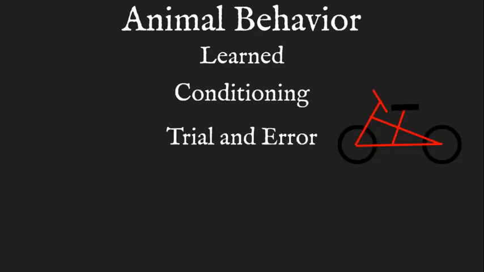Now, there are a couple different other kinds of learning besides conditioning, such as trial and error. Trial and error is doing something again and again and again until you get it right, such as riding a bike. Very few people would have the ability to just hop on a bike and be able to ride it. Generally, it is something that takes time and practice, doing over and over again to learn how to do.